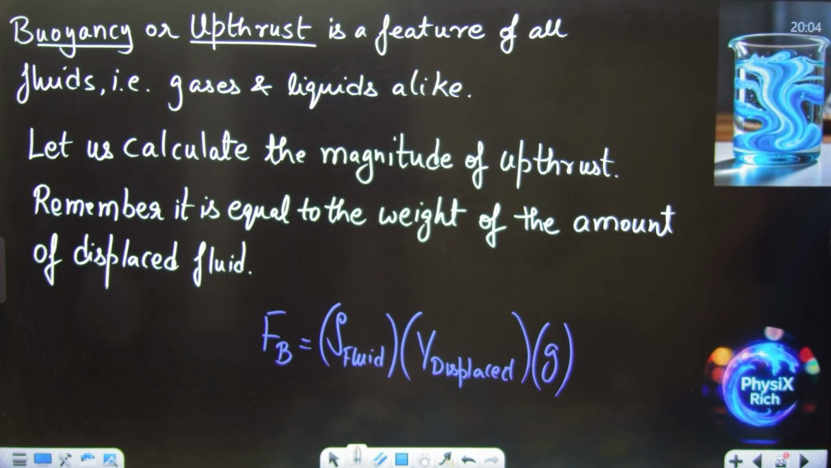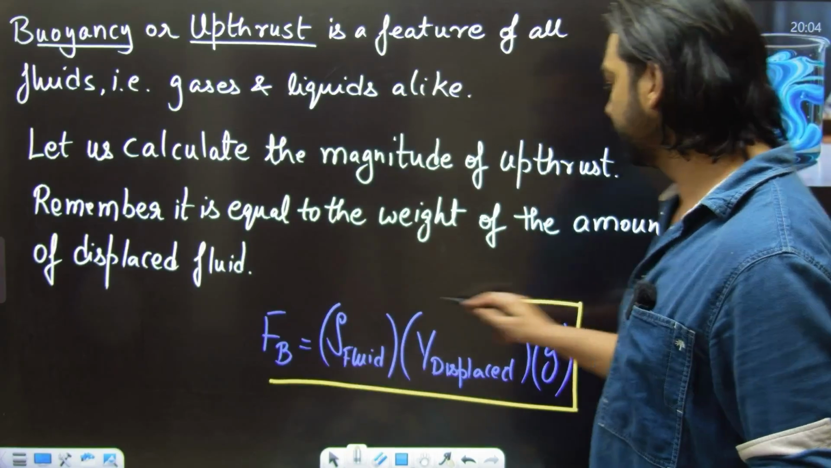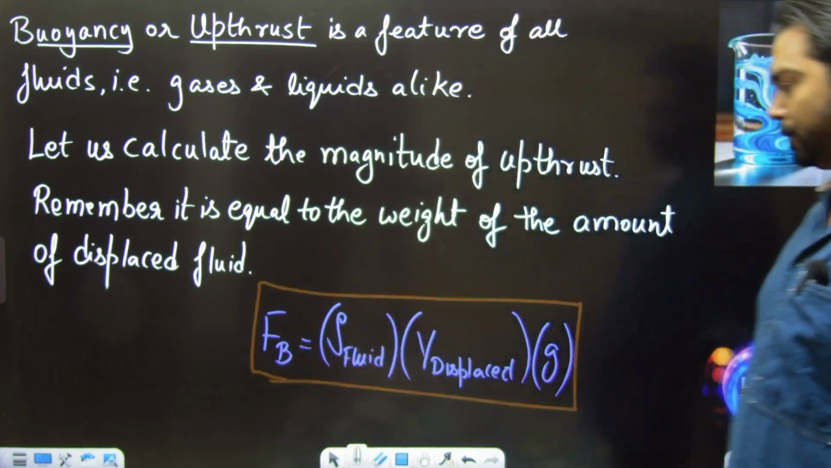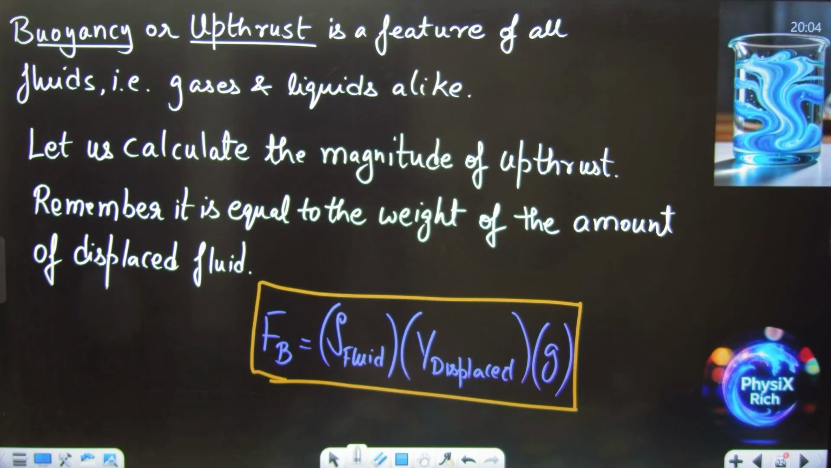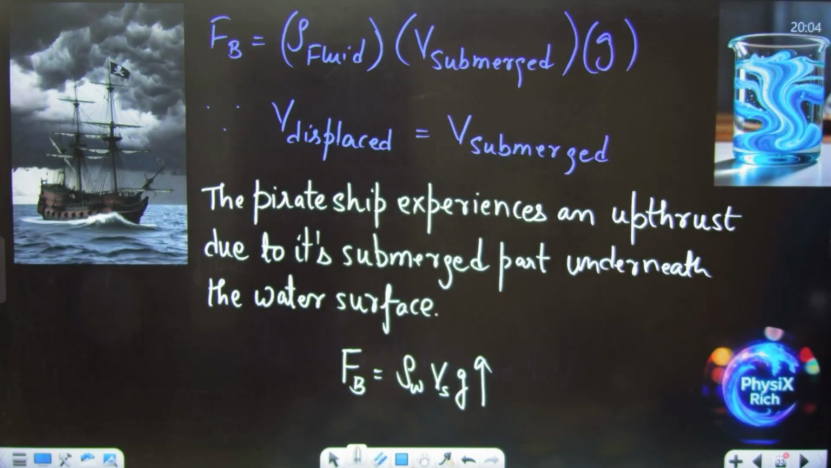And like I was saying, buoyancy is present in both gases as well as liquids. Okay, and the magnitude of upthrust is given by this formula. Please note this down in your notebooks. Buoyant force is equal to the density of the fluid times the displaced volume times g.